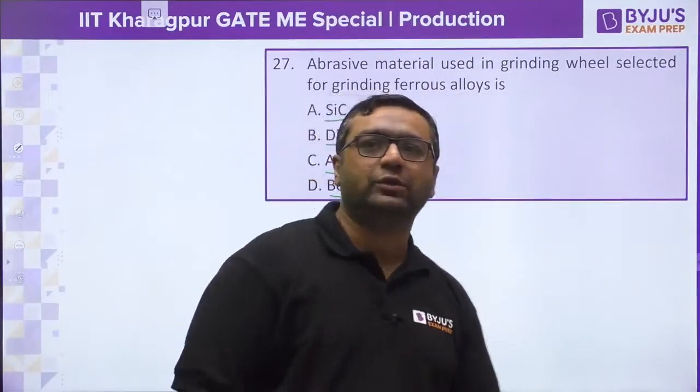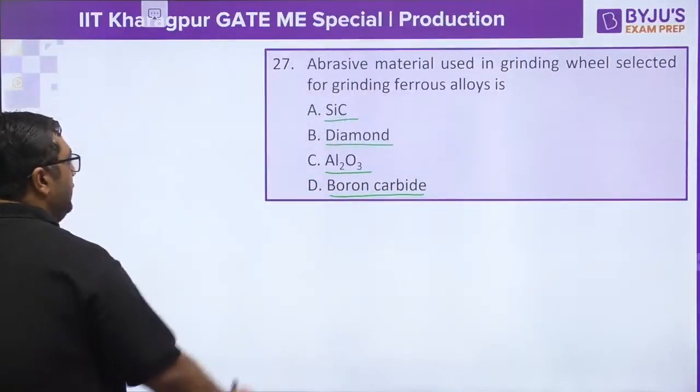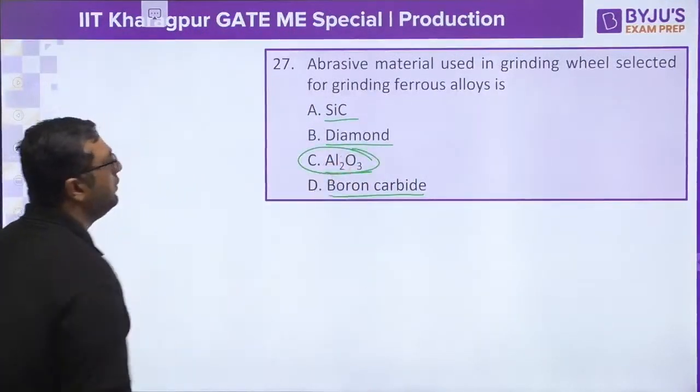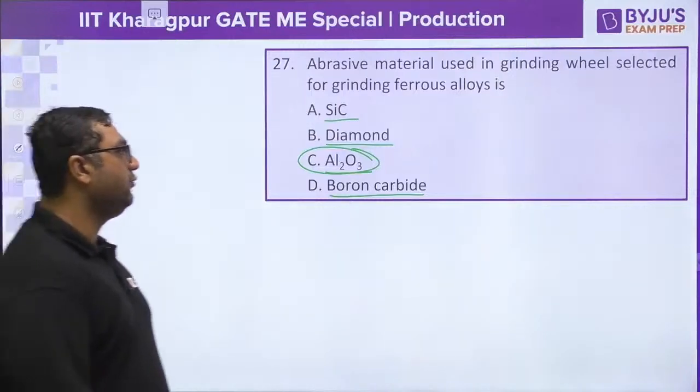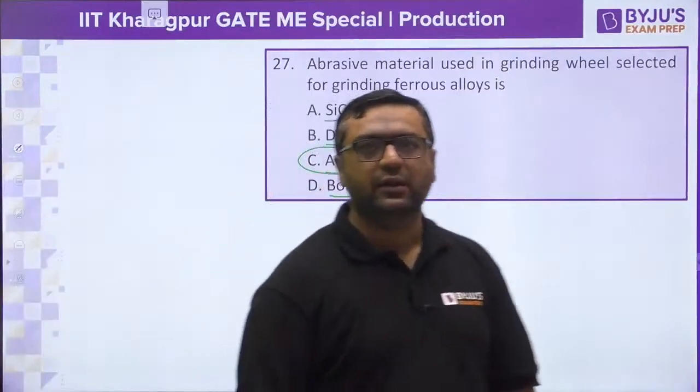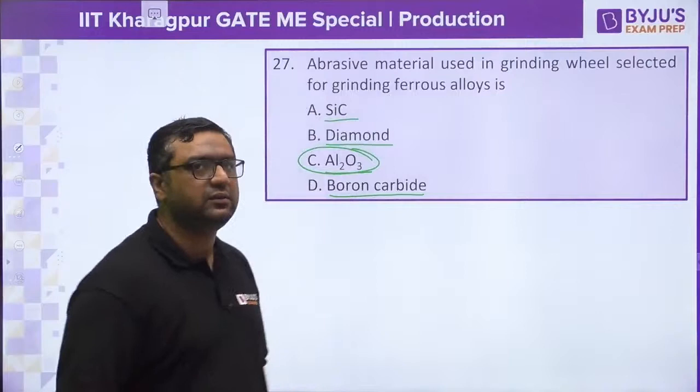So guys, I would like to tell you that we use Al2O3 for grinding the ferrous alloys. Al2O3 is used for that.